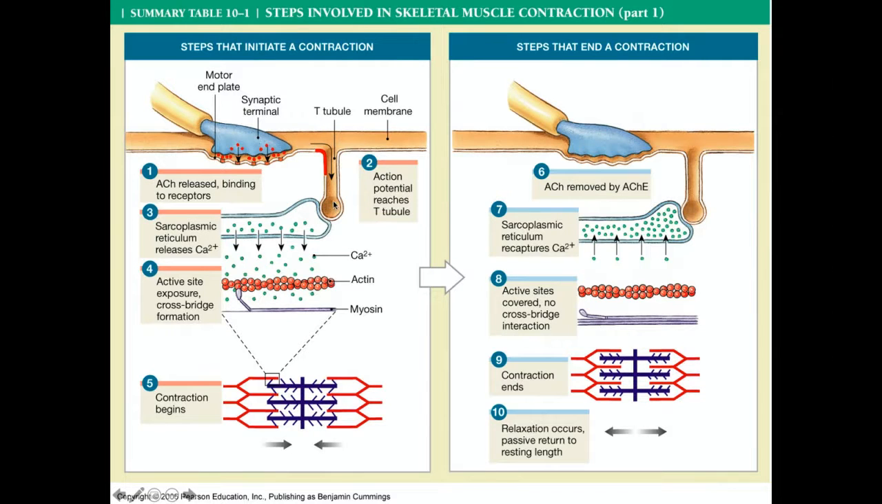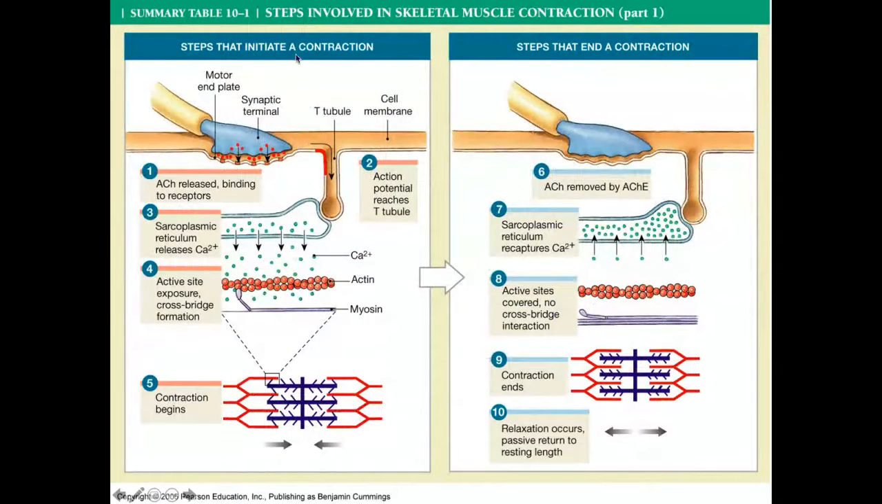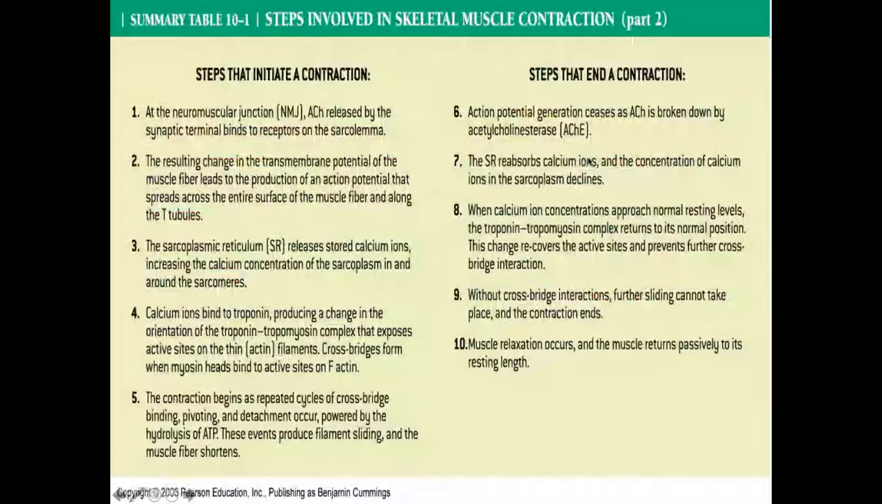You don't get activation. You don't get anything going down the T-tubule. You don't get the release of calcium. So calcium goes back into storage. If you don't have calcium stimulating the sarcomere to remove troponin so that tropomyosin shifts, everything goes back to its resting state. The contraction ends and you have relaxation. Okay, so this slide here purely goes along with these steps. The steps that initiate contraction are here on the left side, and then the steps that end contraction are here on the right side.